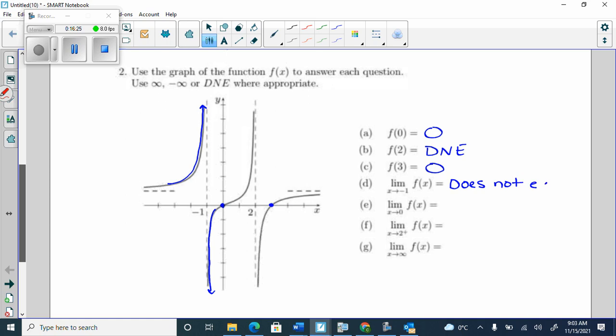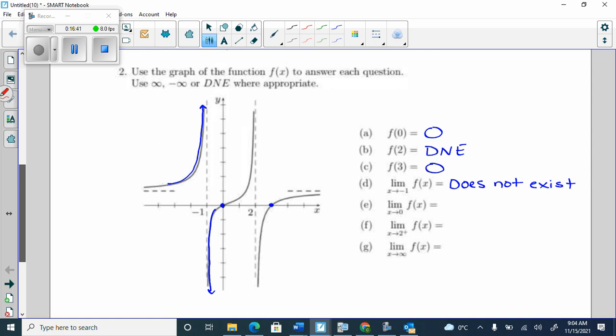When you give someone a limit, you're telling them from the left and the right it's approaching that same value. So if you tell me that, which one would you pick? Positive infinity or negative infinity? You wouldn't pick either because neither of them is what it's approaching from the same side, right? So you can't do that.